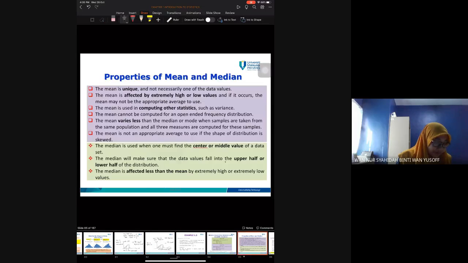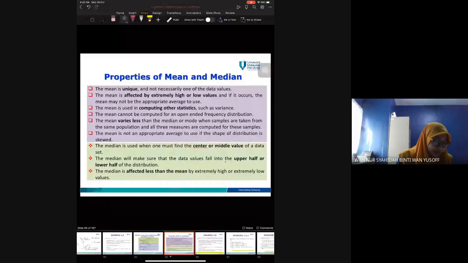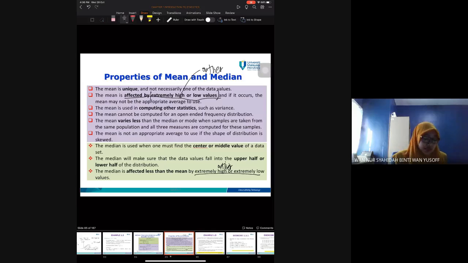Okay, this is an example. Properties of the mean and median. The most important one here: mean is affected by extremely high and low values. Extremely high or low values here are the outliers. Okay, we call it an outlier. And then the median here is affected less than the mean by the outlier. Also affected, but less than the mean. So it means that the mean is more affected by the outlier than the median.